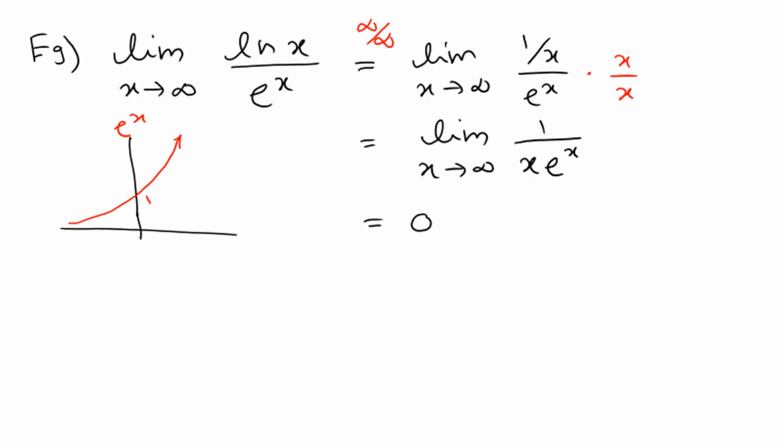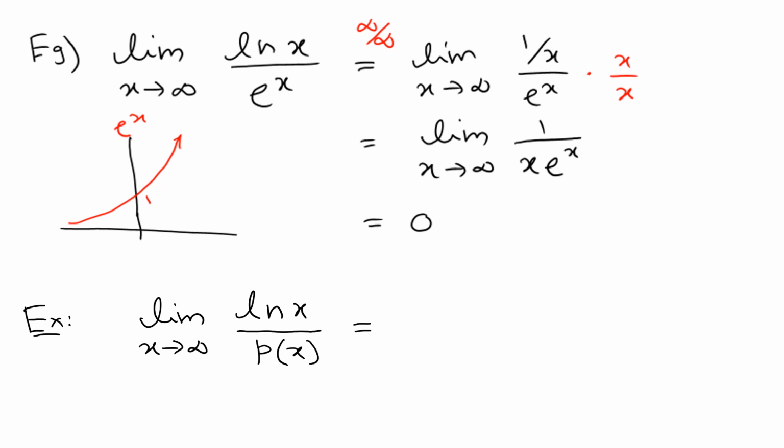Using a similar approach, actually you can prove that. So I'm going to leave this as an exercise. You can prove that the limit when x goes to infinity of ln x over any polynomial, so you have a polynomial here, for any polynomial this is also going to be 0. So think about whether you can prove that. Just assume a polynomial and see what happens.